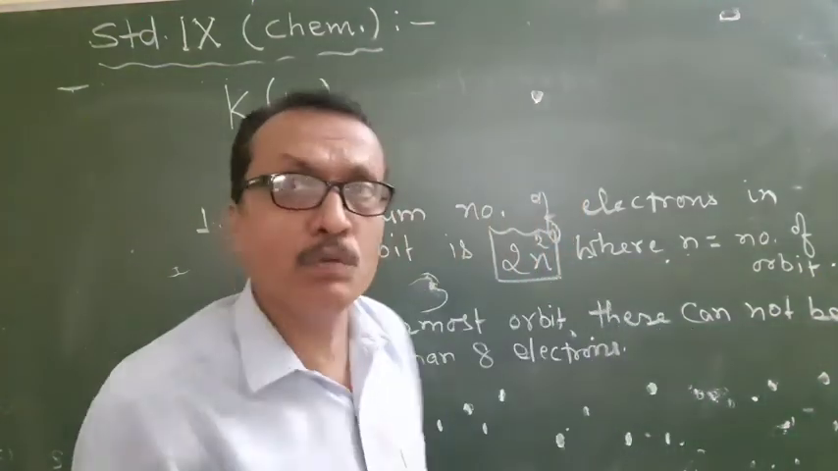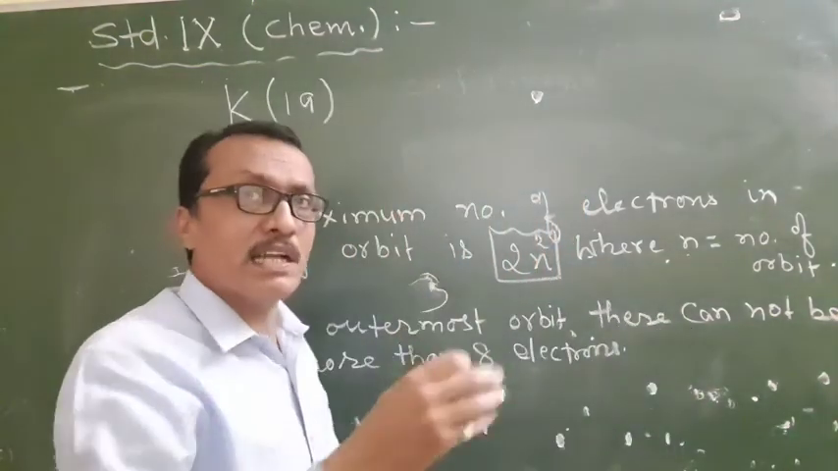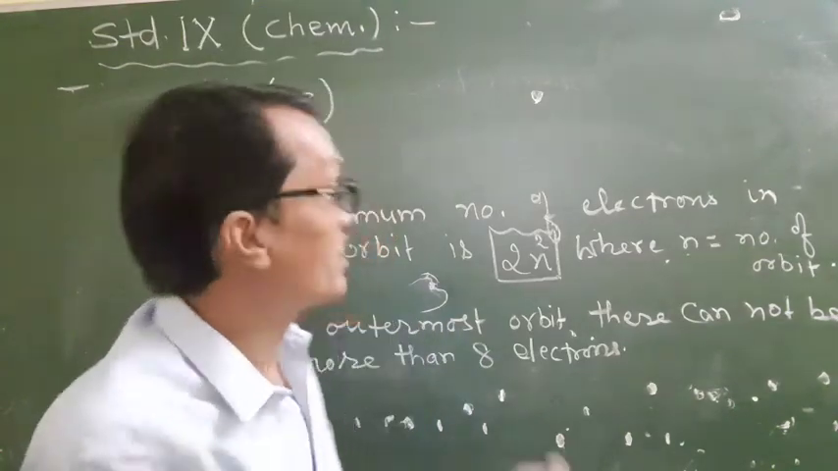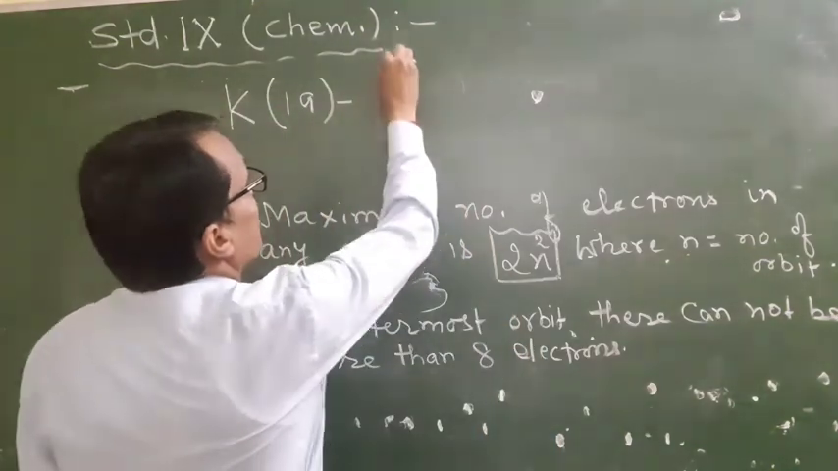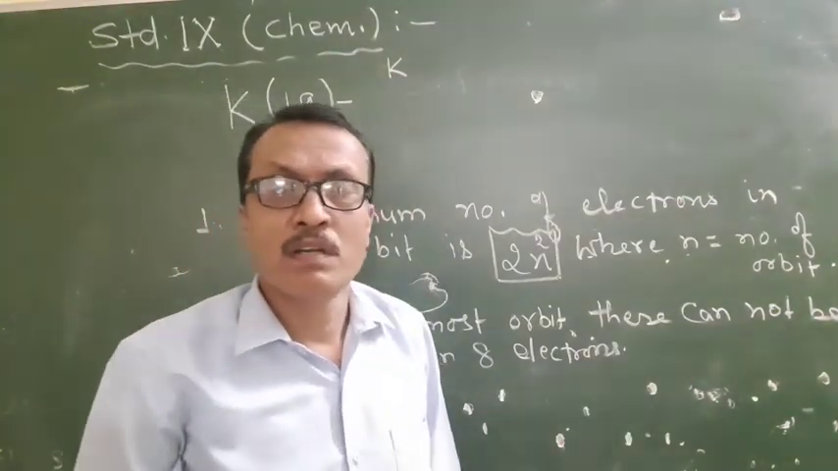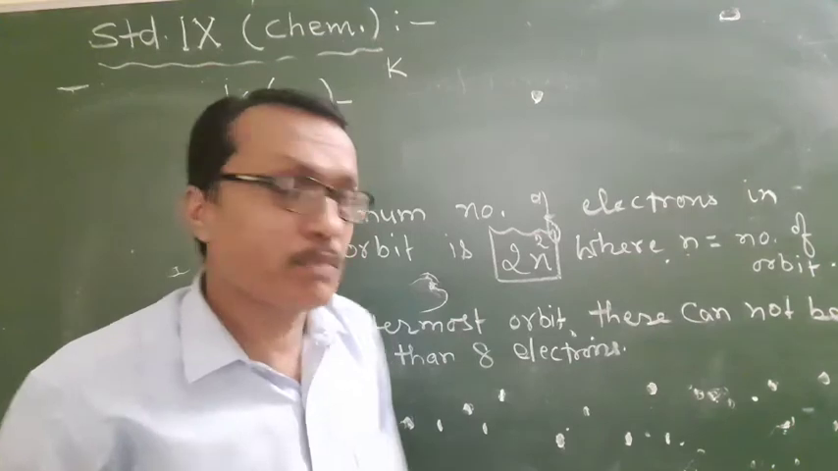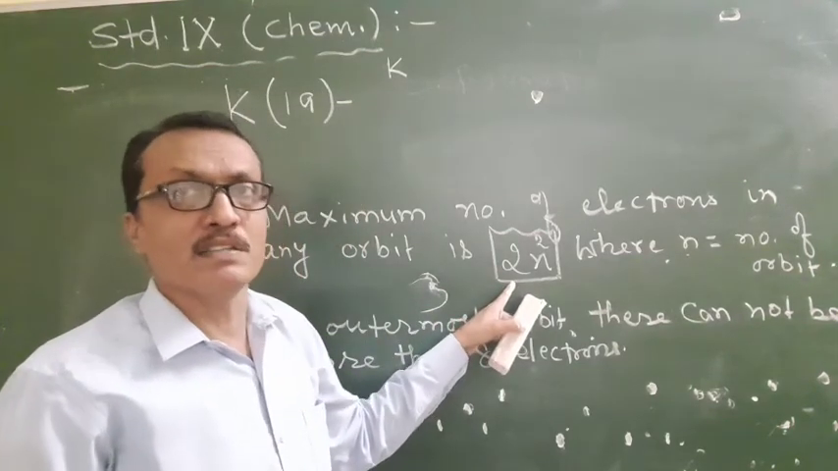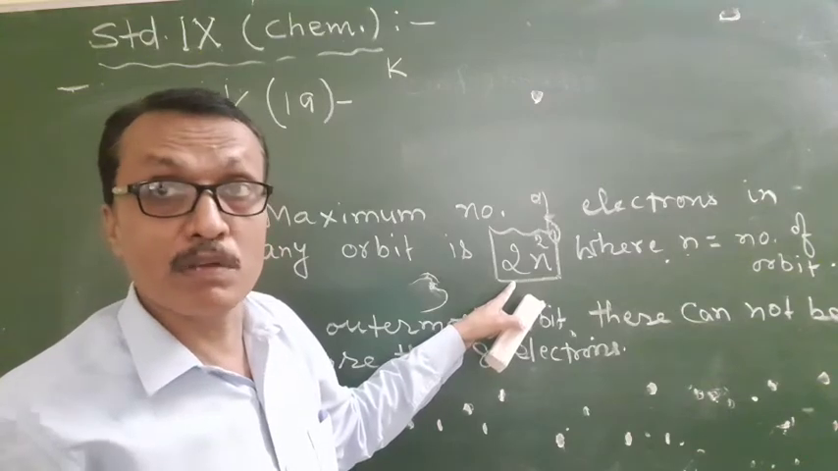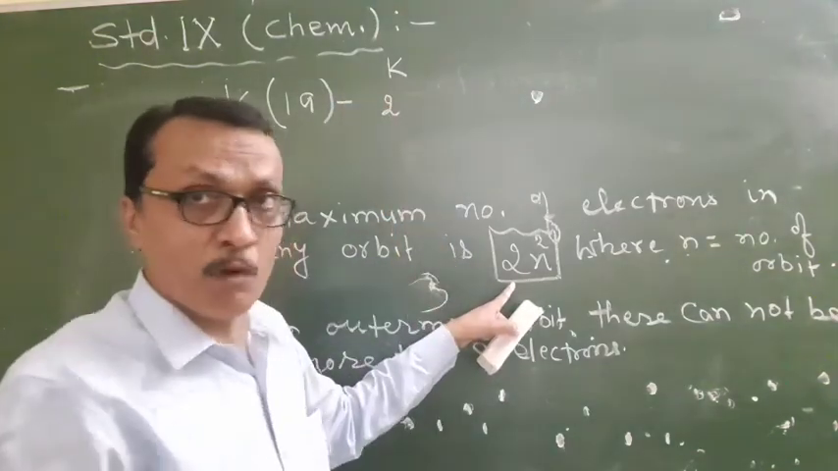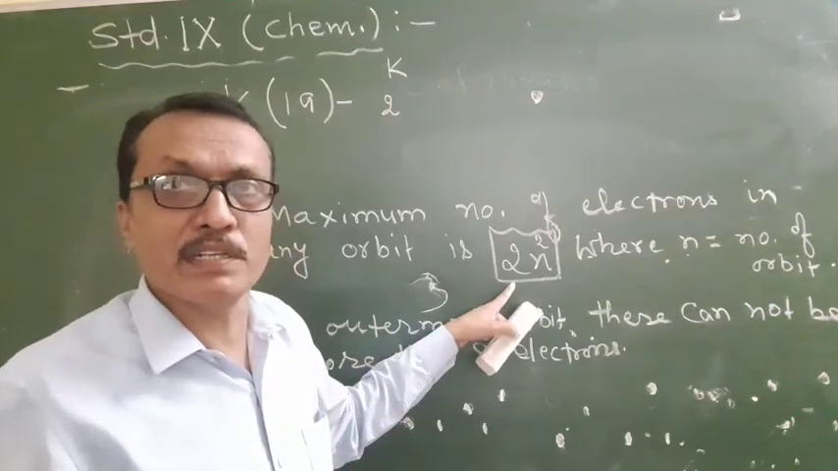So we now have to distribute these 19 electrons in different orbits. First of all, you have to show the first orbit. In the first orbit, from the 2n square formula, the maximum number of electrons will be 2. So I wrote here 2. Now the first orbit gets completed.